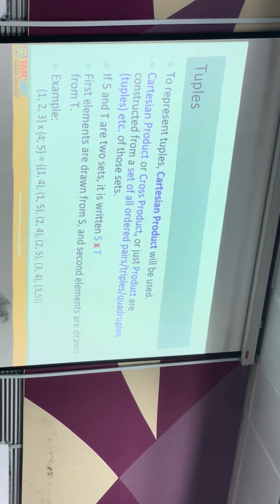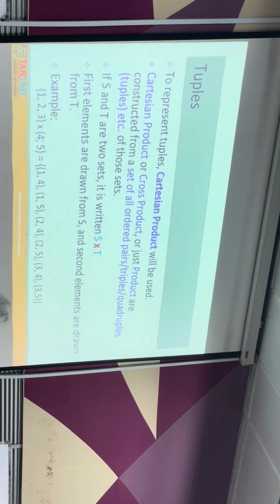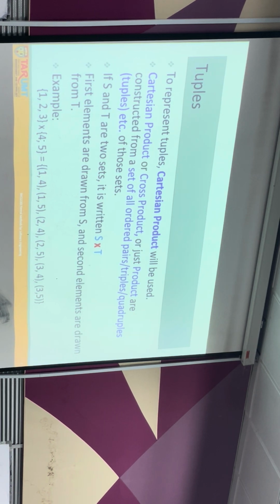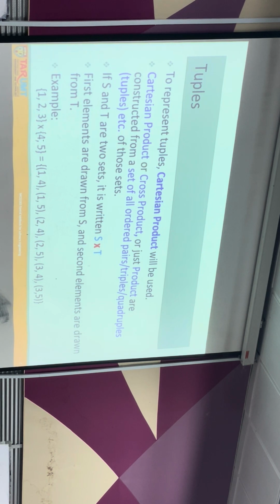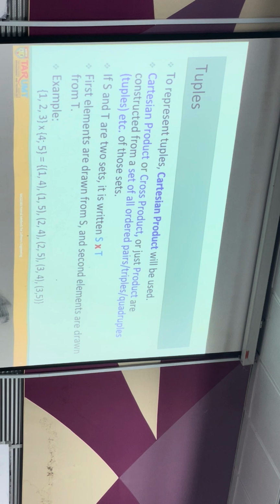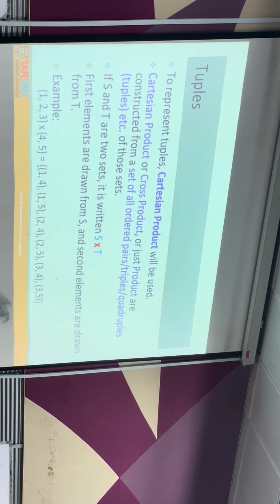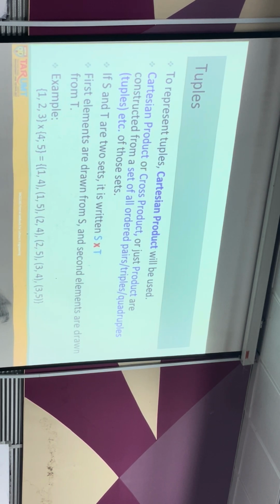If you want to have 3, then you combine the 3. If you want to have 4, you combine 4. Okay? So how to combine all these? The easiest, for now, is by using Cartesian product. The symbol of Cartesian product is X.